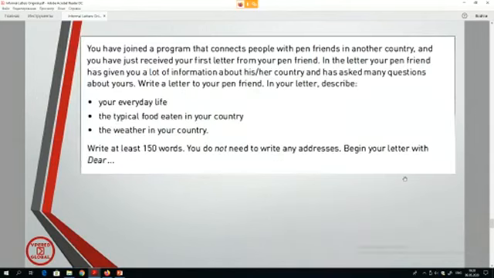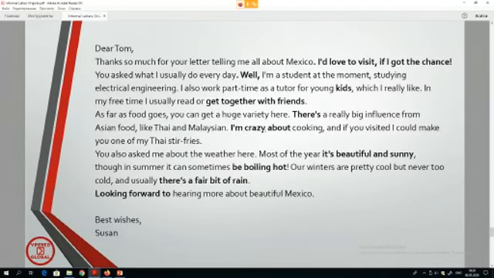So, the next. You have joined a program that connects people with pen friends in another country, and you have just received your first letter from your pen friend. In the letter, your pen friend has given you a lot of information about his or her country and has asked many questions about yours. So you have to write a letter to your pen friend. Here you should describe your everyday life, the typical food eaten in your country, the weather in your country. And here's an example again. So, dear Tom, so we should thank the person.